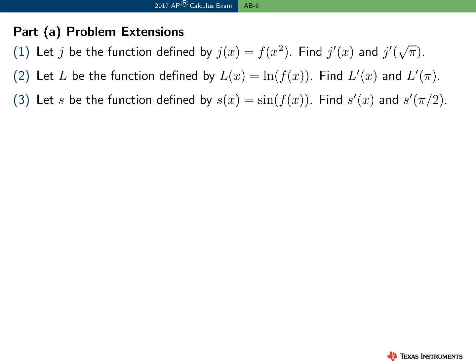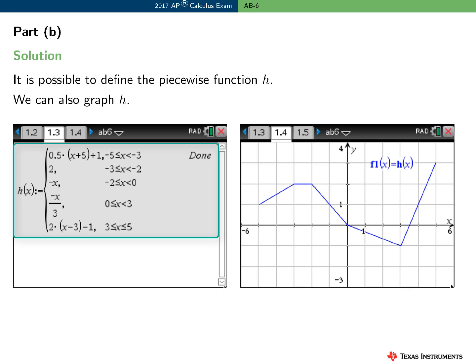I think that students should be able to solve each of these problems analytically, but they should also be able to use technology to confirm their results. There is no very fast, efficient way to use technology to solve Part B.